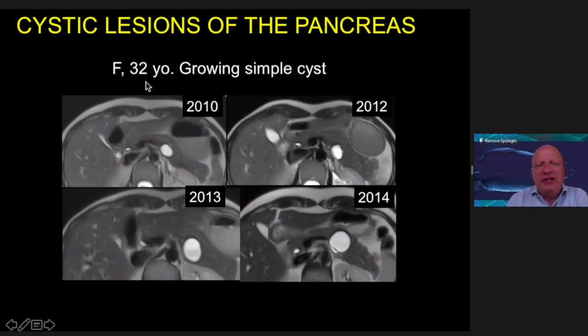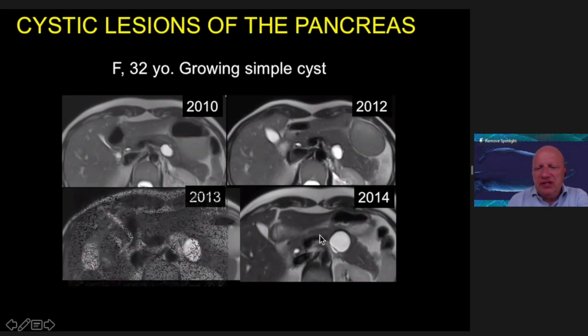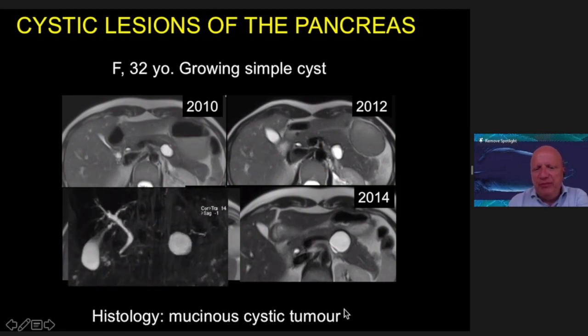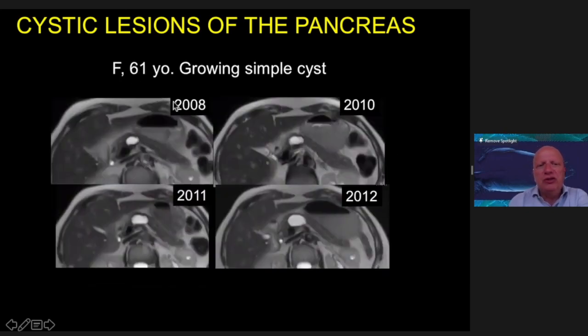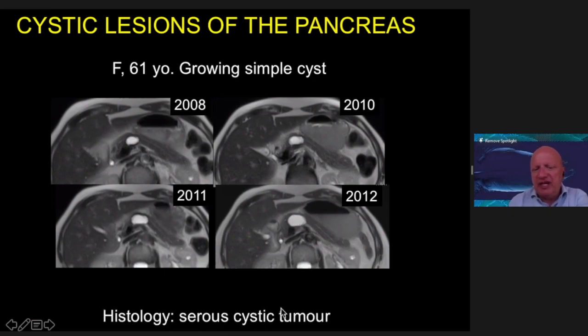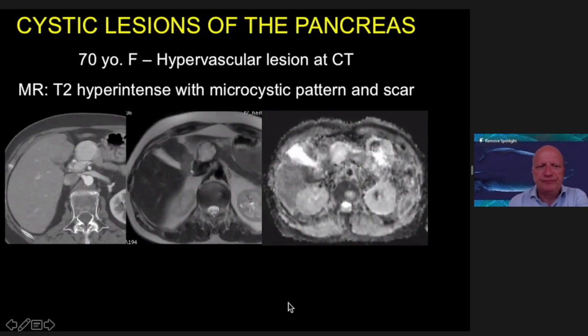When the lesion is in a quite young woman, but the lesion is growing, and there are septa inside, smooth contour. This was resected, and this was a mucinous cystic tumor. Older woman, growing simple cyst, no septa inside. This was a serous cystic tumor. And once again, remember the so-called honeycomb pattern: the cysts are so small, the stroma is so well vascularized that at CT they can appear as a hypervascular lesion, but in reality, this was once again a serous cystic adenoma.